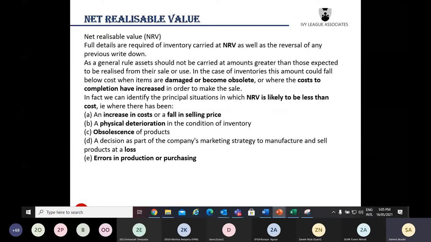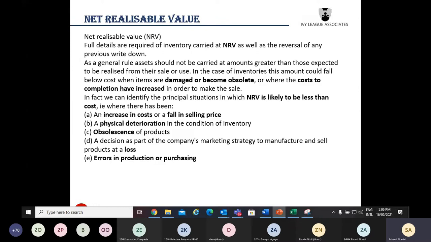Net realizable value, what does it mean? It means the expected selling price minus the estimated selling cost. Ideally, in a perfect situation, the net realizable value of inventory should be more than the cost of inventory. However, under certain circumstances, the cost of inventory can be higher. What are these circumstances? Number one, when there is an increase in cost without a corresponding increase in selling price, or when there is a reduction in selling price without a corresponding reduction in cost.